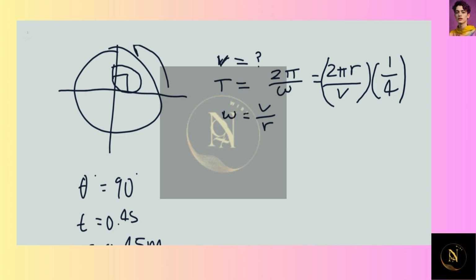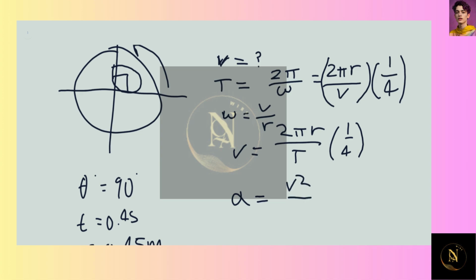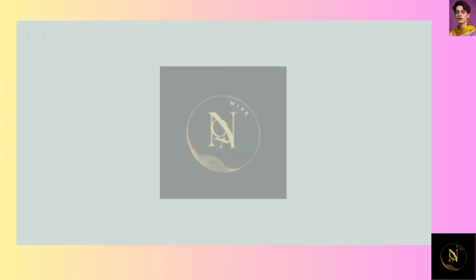Now, from there, we can rewrite our equation for v, and that is going to give us 2 pi r over T times 1/4. However, we already know the numerical value of T. We're given in the problem that it takes 0.4 seconds for the windshield wiper to traverse those 90 degrees. So all that's left for us to do now is write down our equation for angular acceleration and plug in.